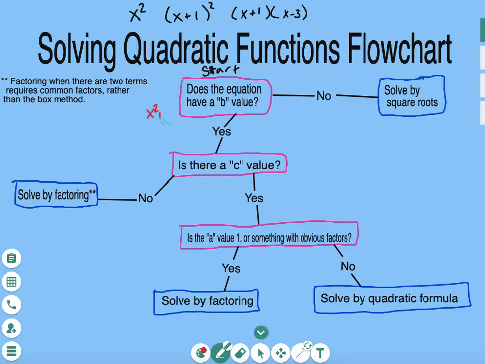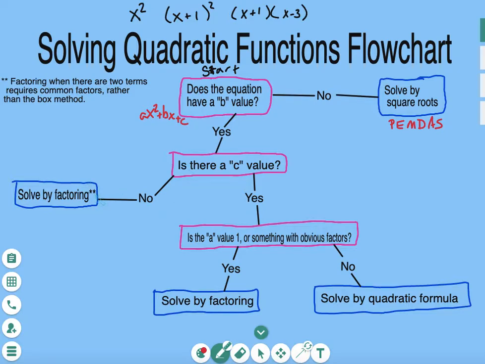And I'm asking, does it have that middle term with an x in it? If it doesn't, we're going to solve by square roots, which we'll get to here in a moment. Spoiler alert, you spend all of your time using order of operations. If it does have a b value, then we have to ask ourselves further questions, such as, does it have a c value? Meaning, does it have this term on the end with just a number and no variable? If it doesn't, we can solve by factoring.